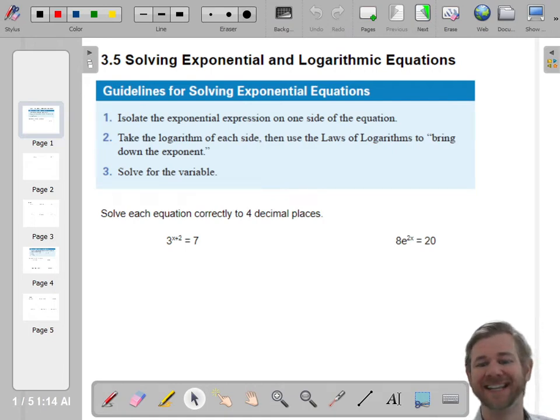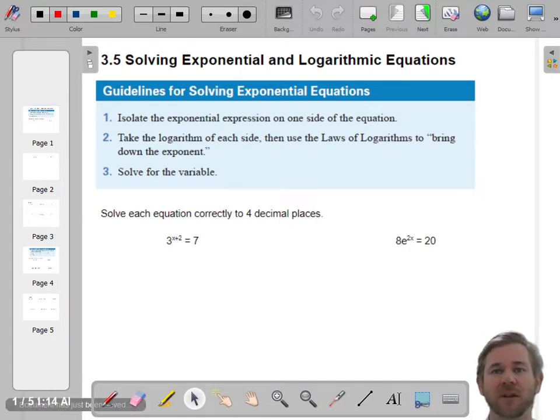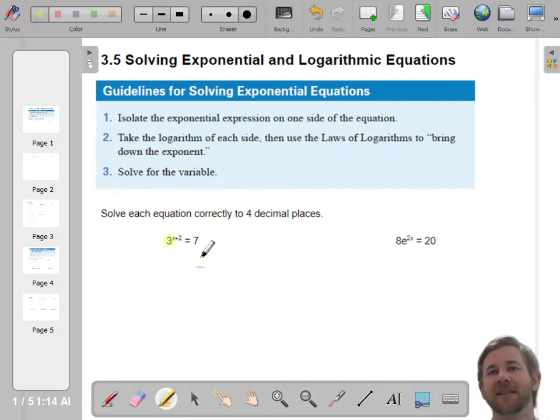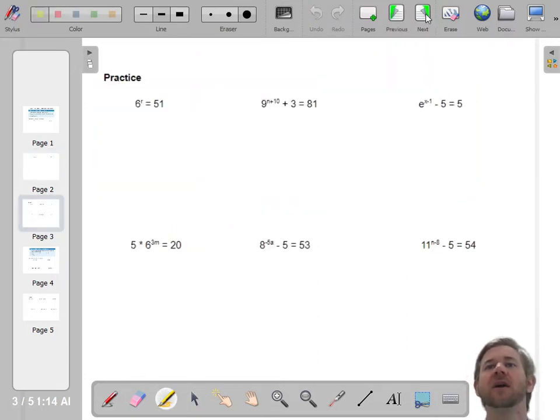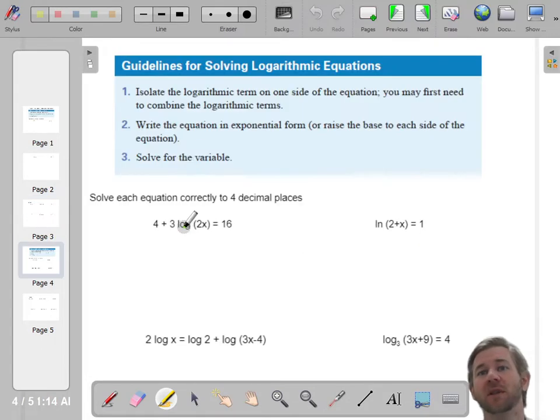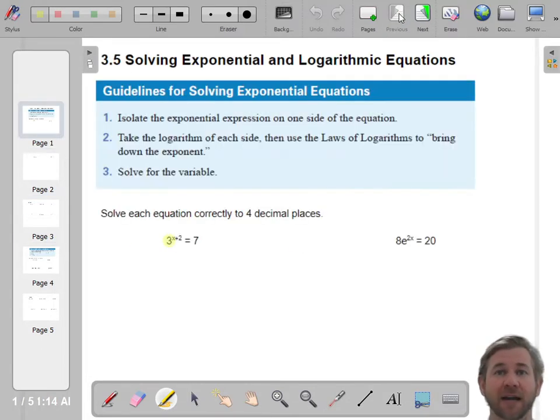Hello everyone, let's solve some logarithms. So this can be a little trickier. There's sort of two ways that we're going to do these problems. It depends if you're starting with an exponent and then you're going to use logs, or the other way things can go is you start with logs and you're going to go to exponents.